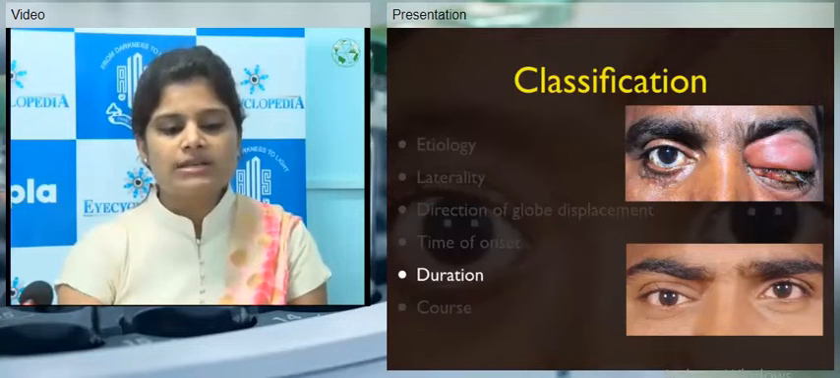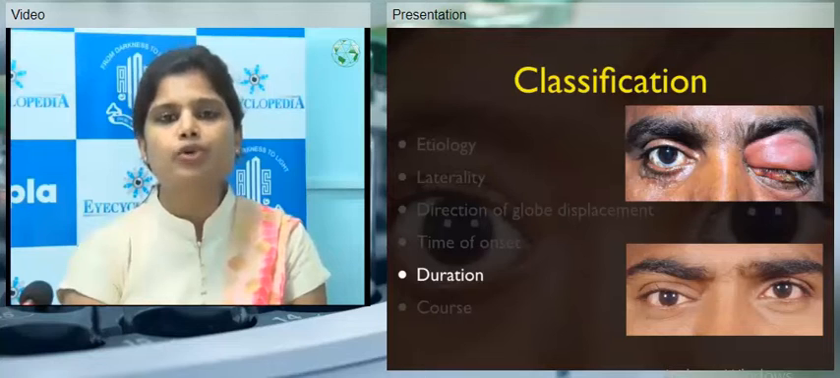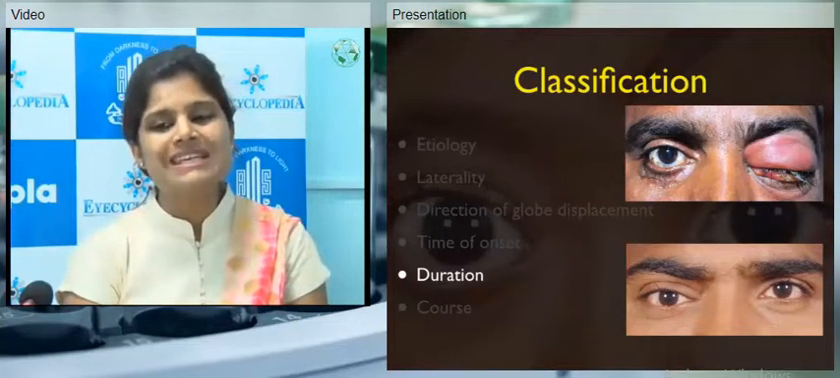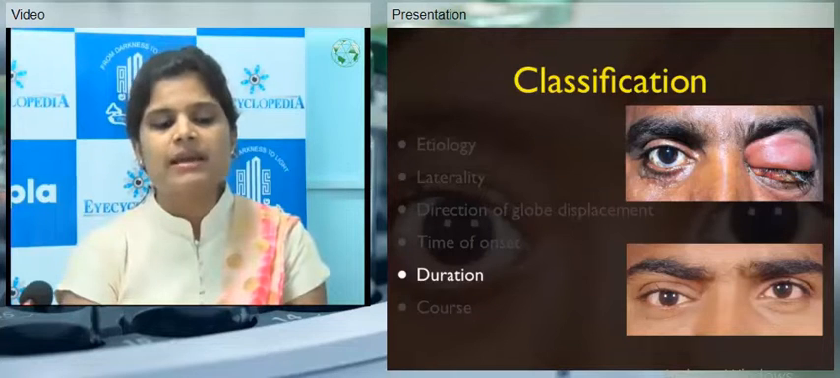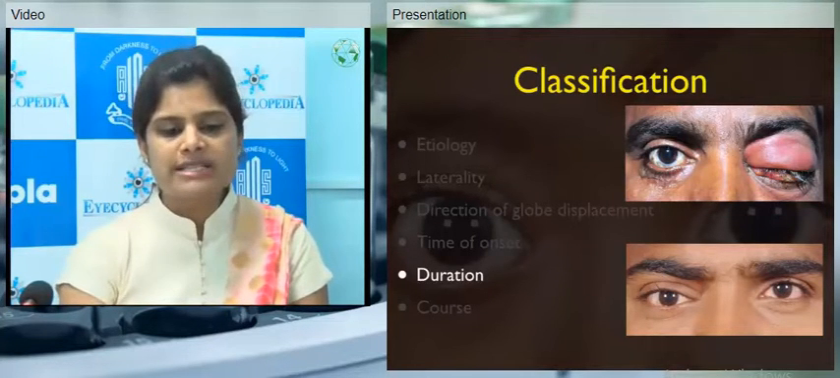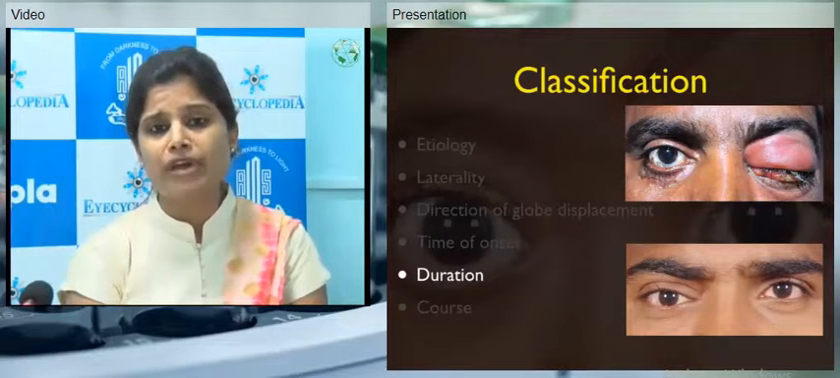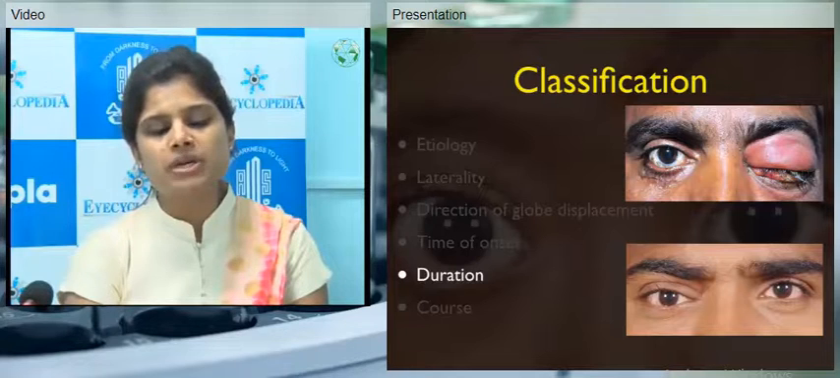Then, in between, what you have is subacute proptosis. Subacute proptosis is most commonly seen in inflammations like non-specific orbital inflammatory disease. And then the third one, what you can see here, is chronic proptosis. That means the patient has had this for a very long time, and this is most commonly seen in benign tumors.